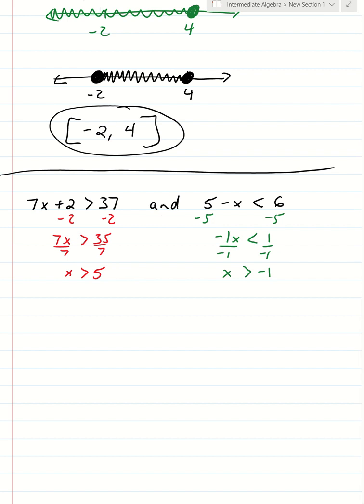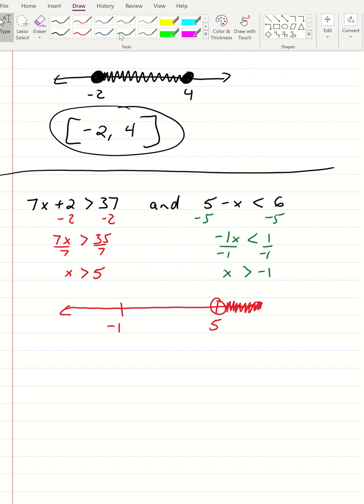I am now going to once again graph them on the number line independently. So first let's do the red number line. I put on both critical numbers. Here's -1, here's 5. Once again now 5 is not part of the solution, so I need an open circle. X has to be greater than 5, and that would be represented by the region to the right of 5. So here we have the red number line.